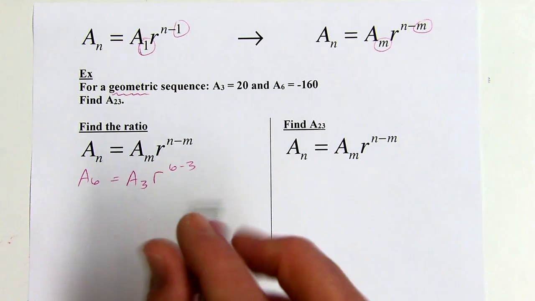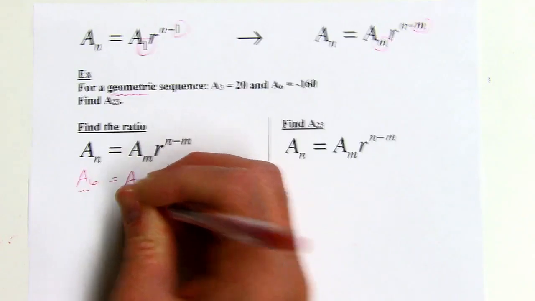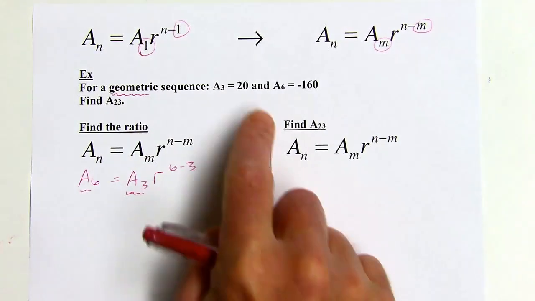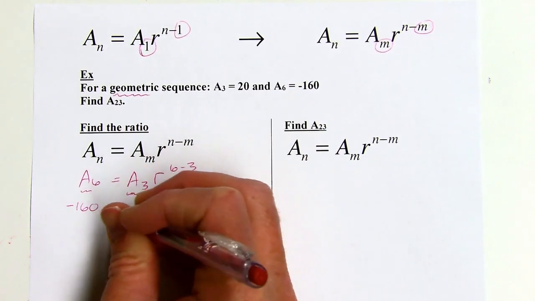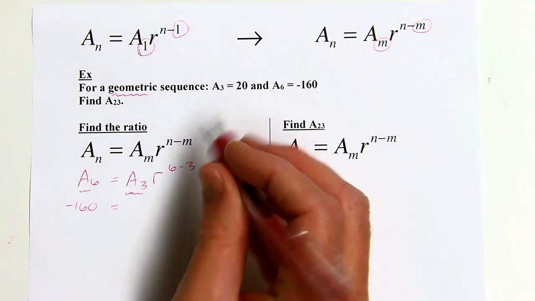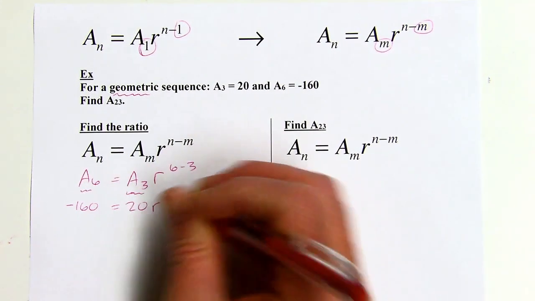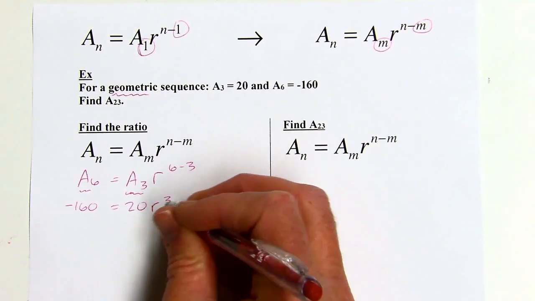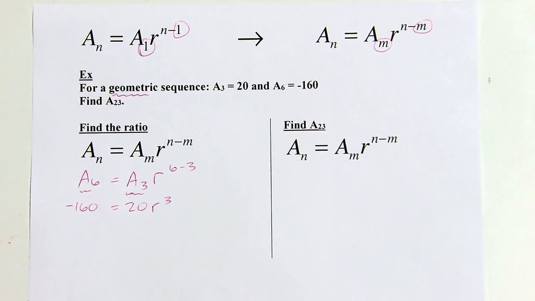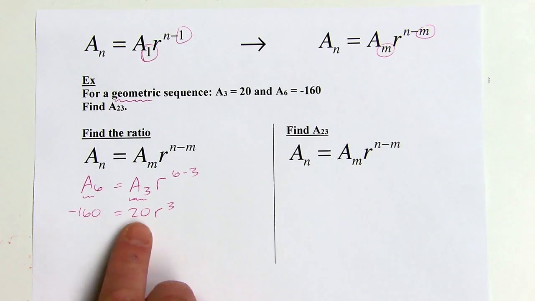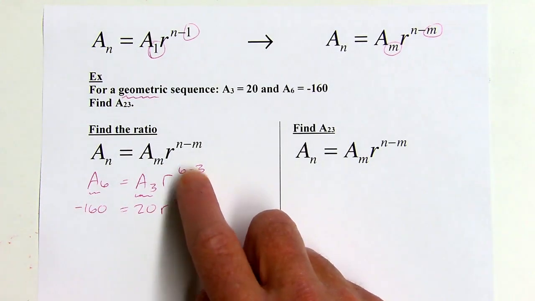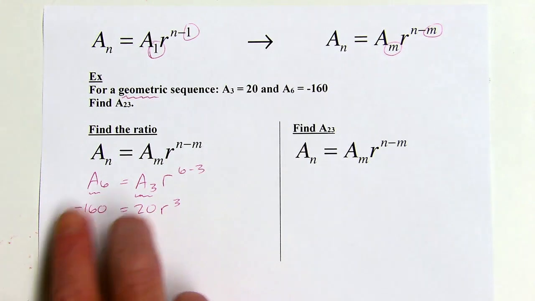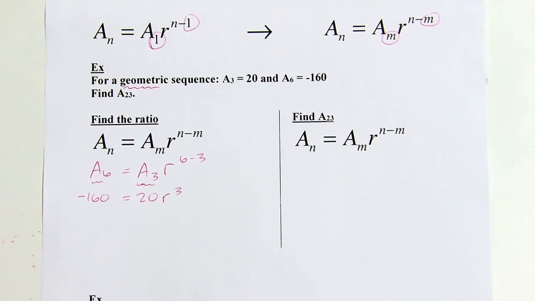Okay? All right, and then I'll plug in the actual value of those two terms. So I've got negative 160 for a sub 6, and I've got 20 for a sub 3. And then, hey, 6 minus 3 is 3. And now I'm solving this for r. Okay, you could plug in the negative 160 and the 20 right from the beginning, but then I find people use those numbers up here, and you have to use the term numbers. So that's why I like to do it in two separate steps like that.